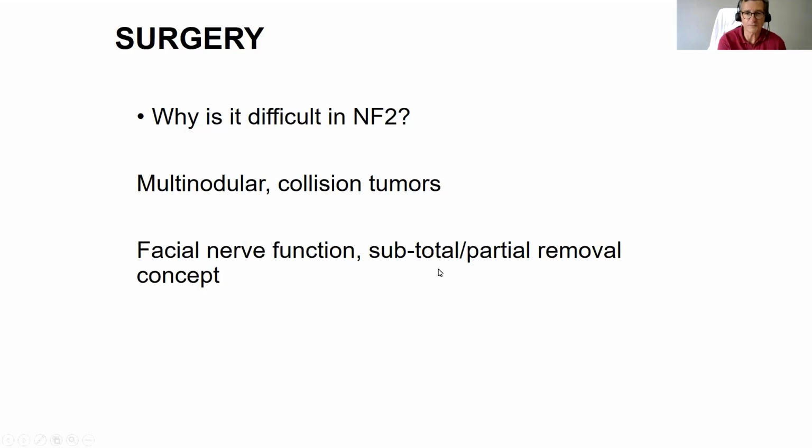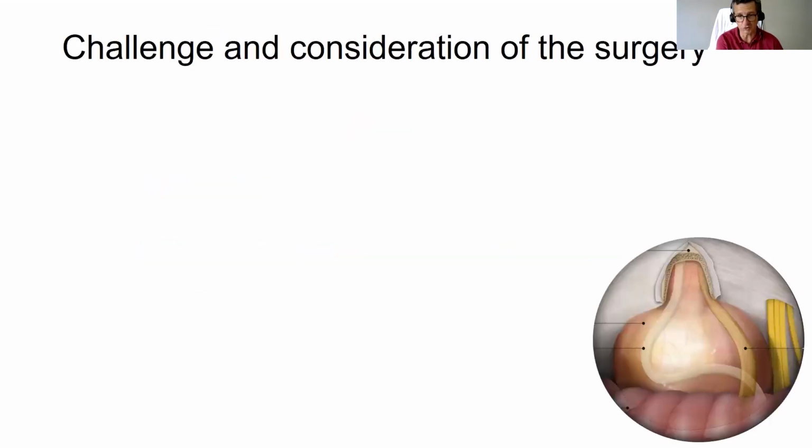And it's why sometimes we have to leave a piece of tumor to do a subtotal or partial removal, a concept also used for sporadic. So now, when we are doing surgery, for me, the most important part is to leave the patient with a normal facial nerve function. If we leave some tumor, we will manage it later on by radiosurgery or by medical treatment, but the goal is to remove as much as possible, while leaving the patient with normal facial nerve function.